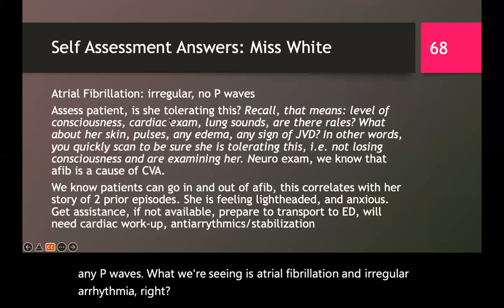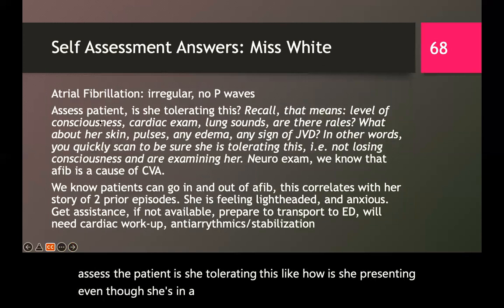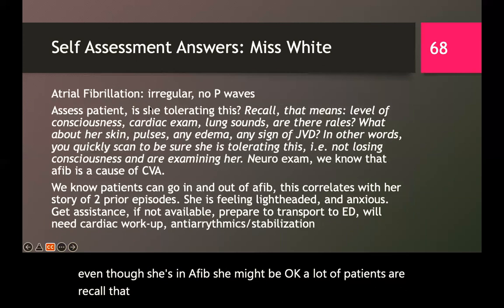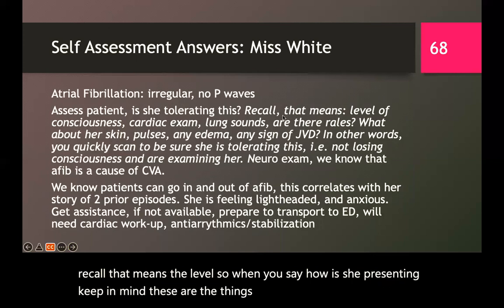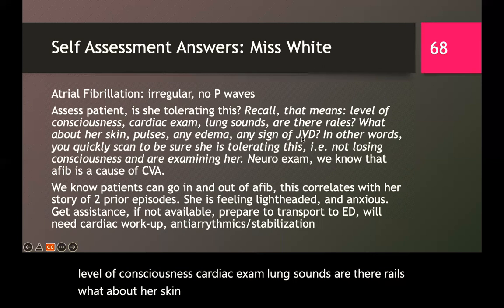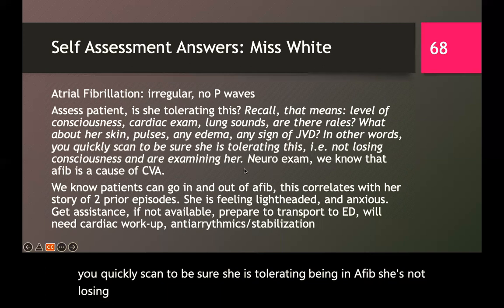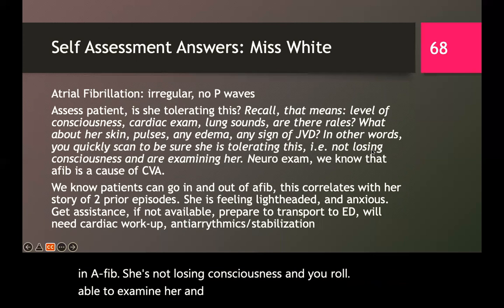Assess the patient. Is she tolerating this? How is she presenting? Even though she's in AFib, she might be okay. A lot of patients are. When you ask how she is presenting, keep in mind these are the things you're checking: level of consciousness, cardiac exam, lung sounds. Are there rales? What about her skin, pulses, edema, signs of JVD? In other words, you quickly scan to be sure she is tolerating being in AFib. She's not losing consciousness, you're able to examine her, and you know she's okay.